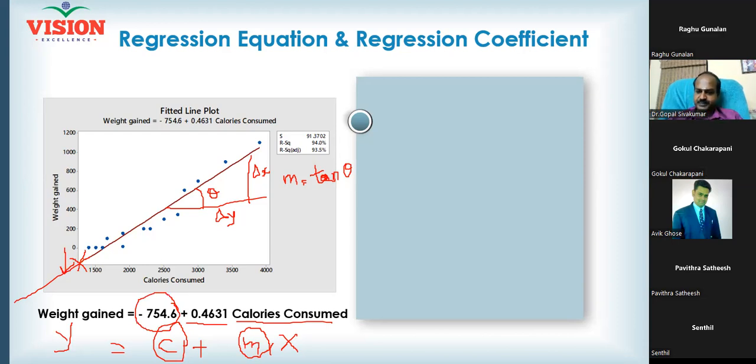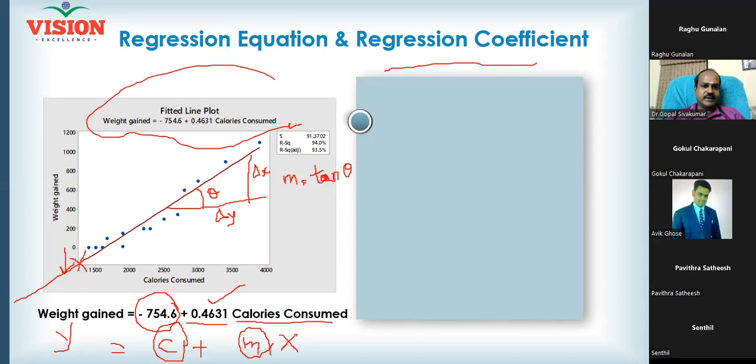Am I correct? Yes or no? Yes, sir. How the c came, how the m came, everything I explained. This is called regression equation. And this 0.4631 is called regression coefficient. The whole thing is called regression equation. And this number is called regression coefficient. And this is constant term, otherwise y-intercept.